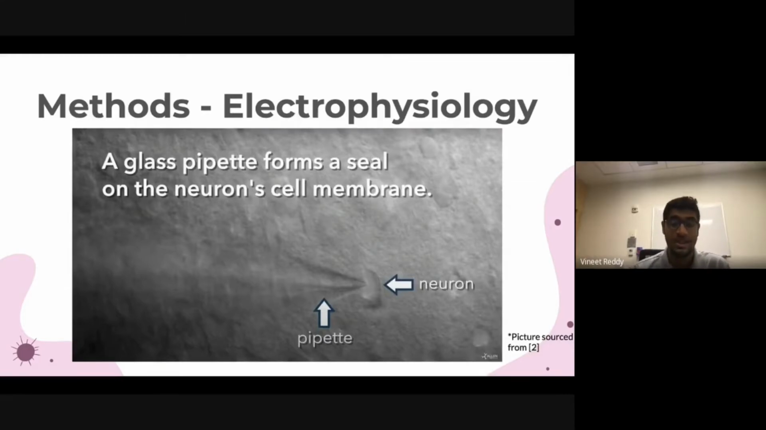On the left is the same glass needle that I was just talking about. Sometimes we call it a pipette. And on the right is an actual single neuronal cell. What we're doing here is establishing a circuit, so the pipette is able to record from what the neuron is saying. We jam the pipette into the neuron and form a seal with the neuron membrane. This allows us to see exactly what the neuron is saying to other neurons right next to it.